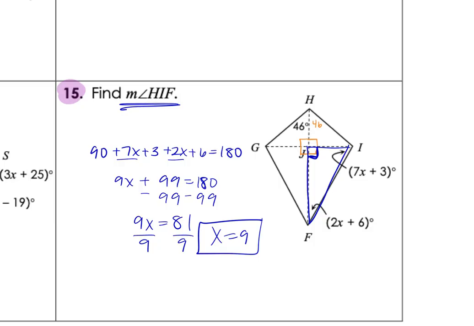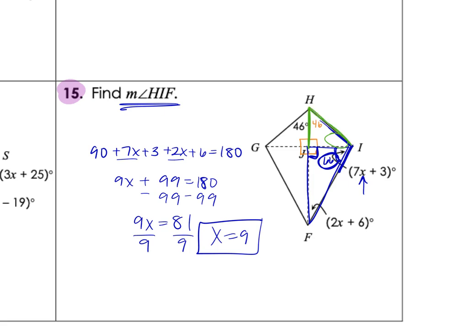They want HIF, this whole angle. So if I plug a 9 in right here, that gives me this piece of it. So 7 times 9, that's 63, plus 3 is 66. Okay, so that's that angle. We also need this angle, and then we can add those together.